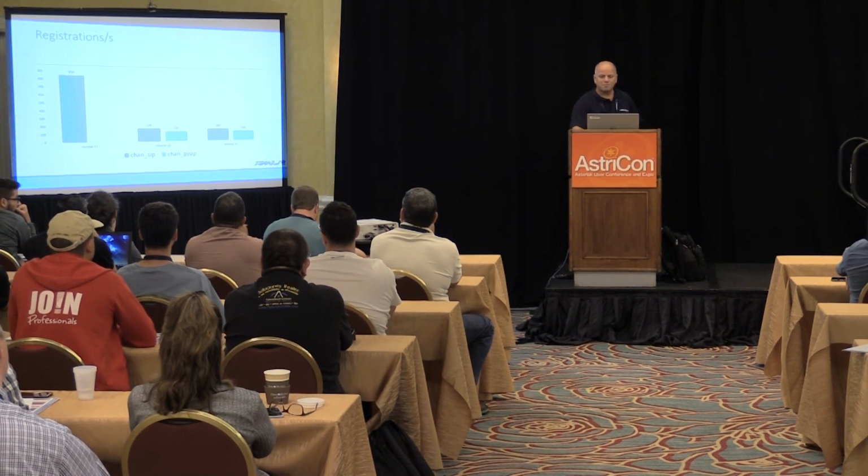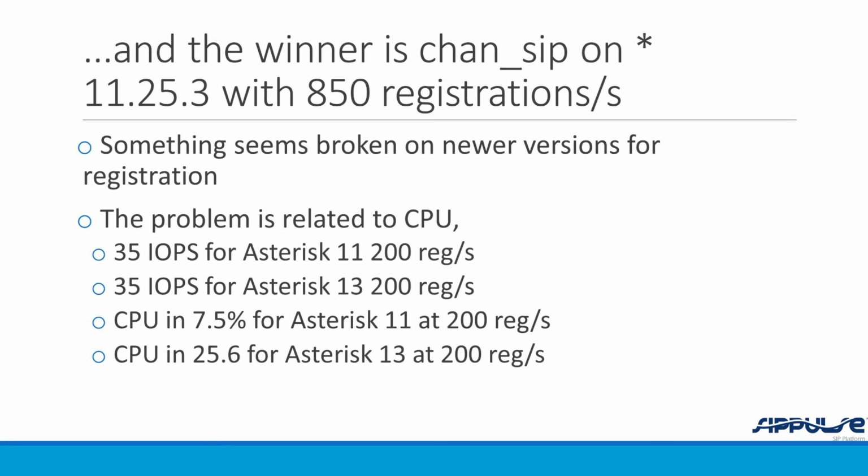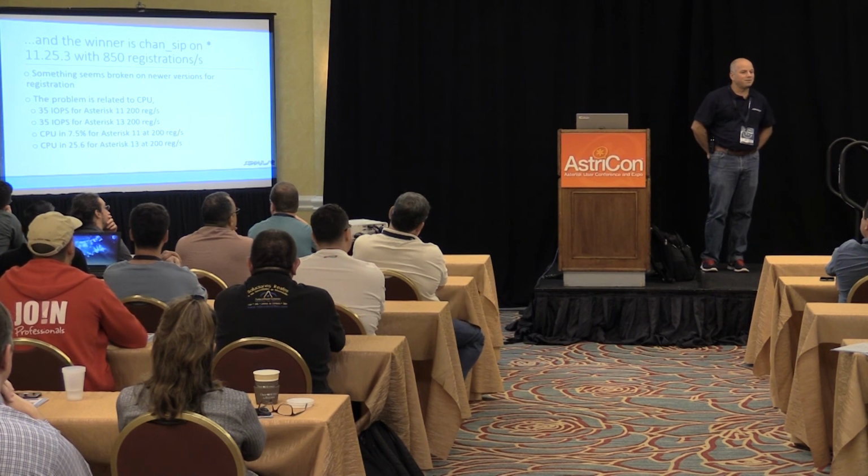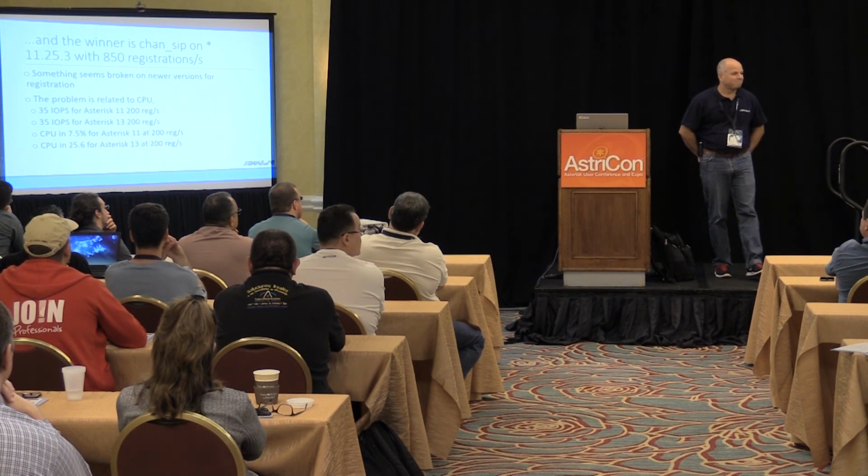And I tried to find the problem. Actually, my first theory was it was SQLite, but actually Asterisk 11 also runs on SQLite for registrations. So it's not SQLite. It's something related to the CPU, because for Asterisk 11 we have 35 IOPS for 200 registrations per second, and for 13 the same 35 IOPS. But the CPU goes from 7.5% to 25.6% on the newest versions. So this is something that you really have to pay attention to, right?